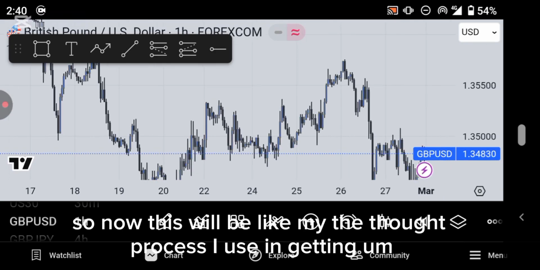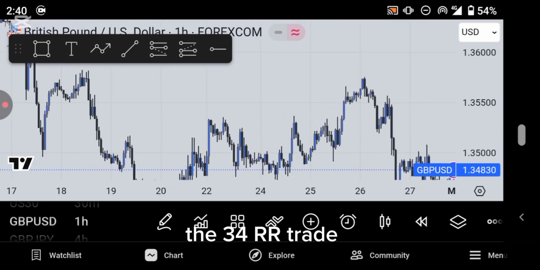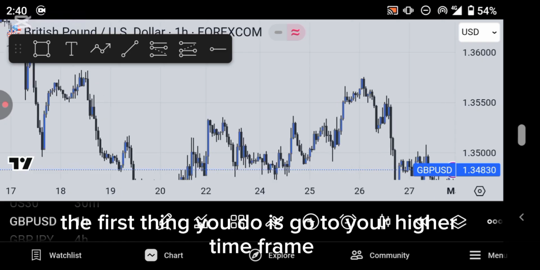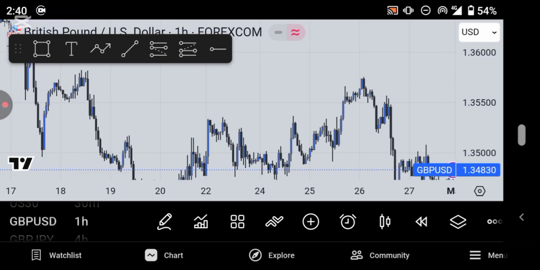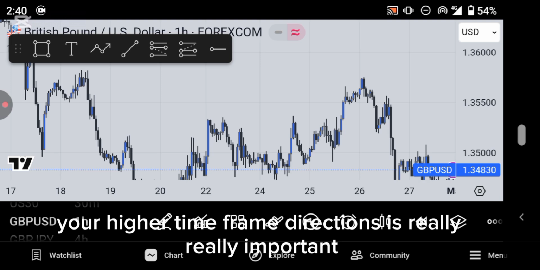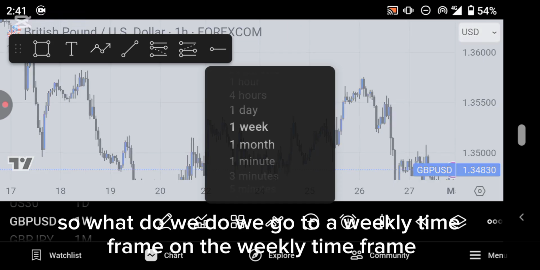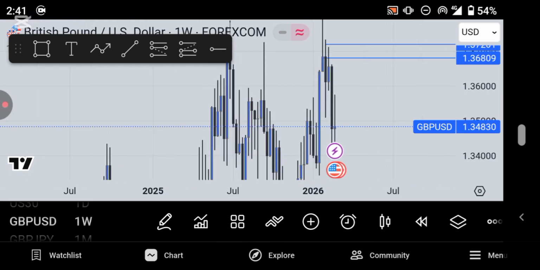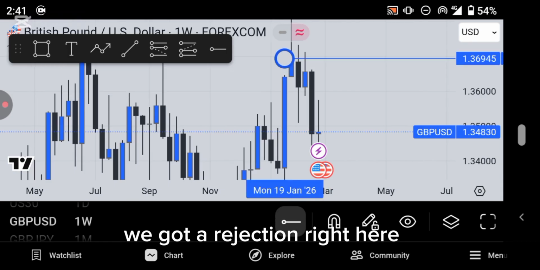So now, this will be the thought process I use in getting the 34RR trade. First of all, I always advise, when you come to the charts, the first thing you do is go to your higher time frame to confirm your higher time frame directions. Your higher time frame directions is really important. So what do we do? We go to a weekly time frame. On the weekly time frame, we check for rejections, and right here is our rejection. We got a rejection right here.